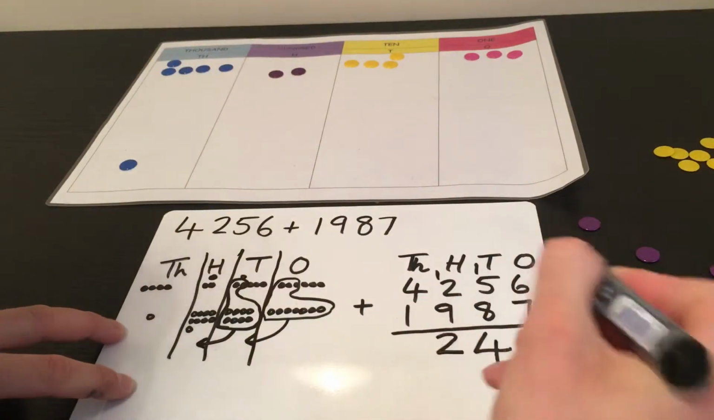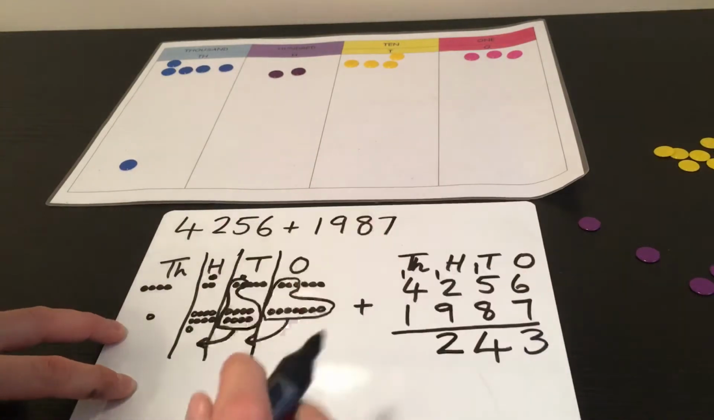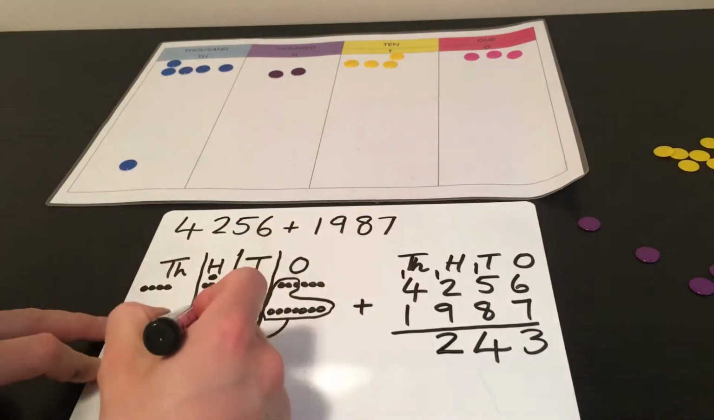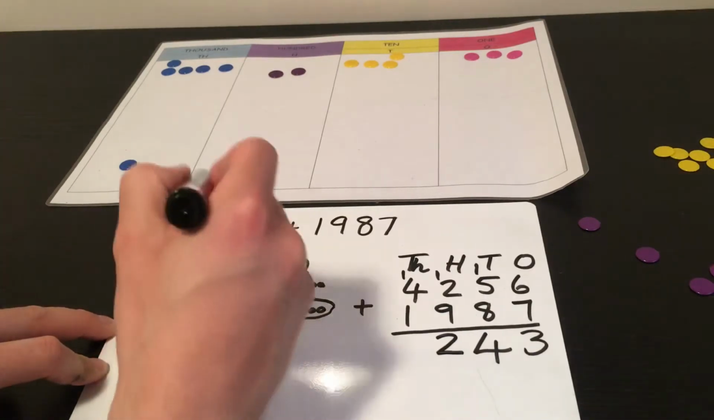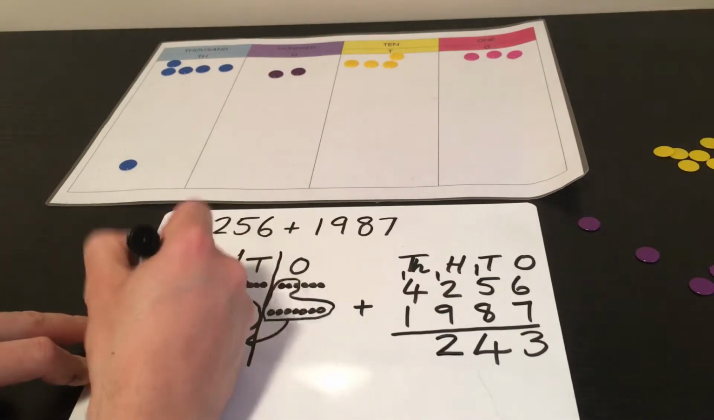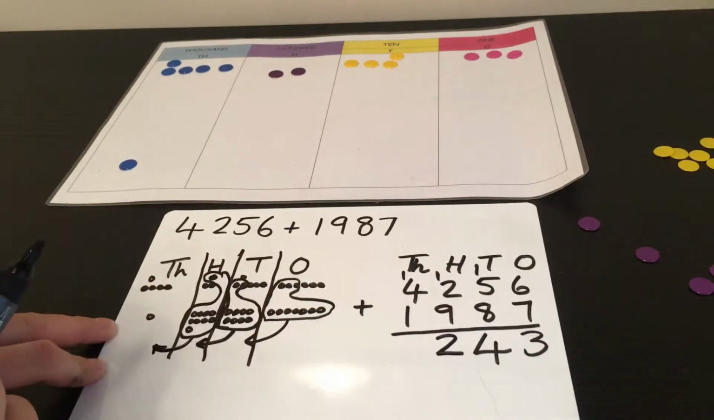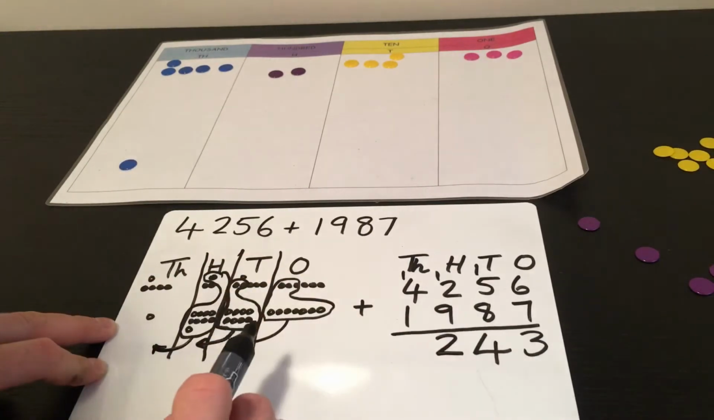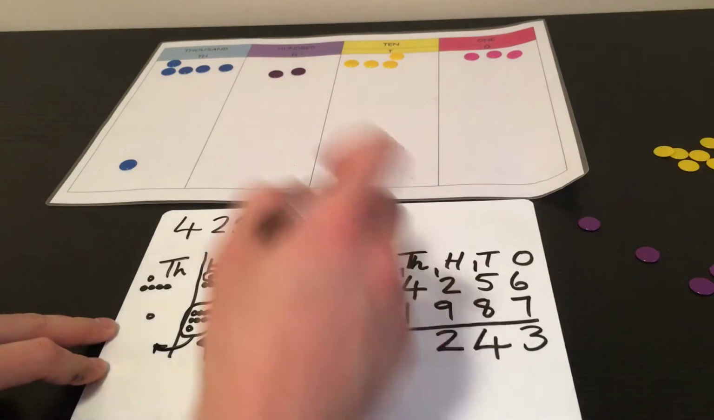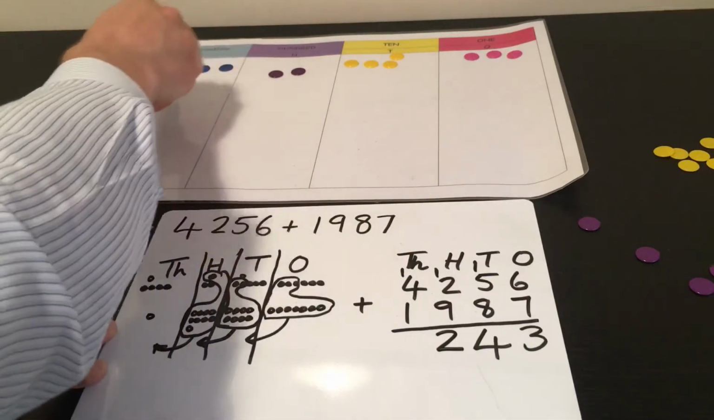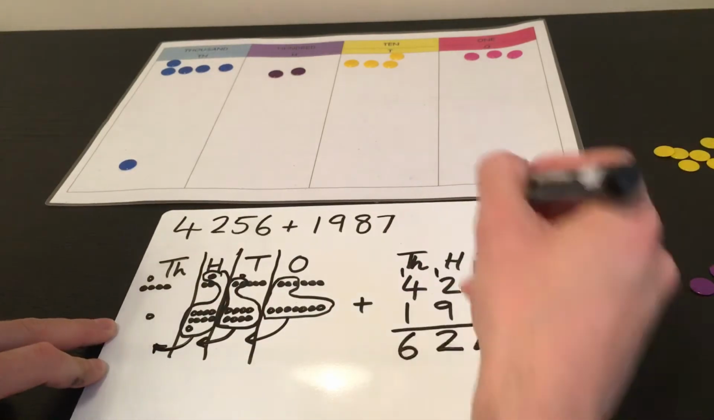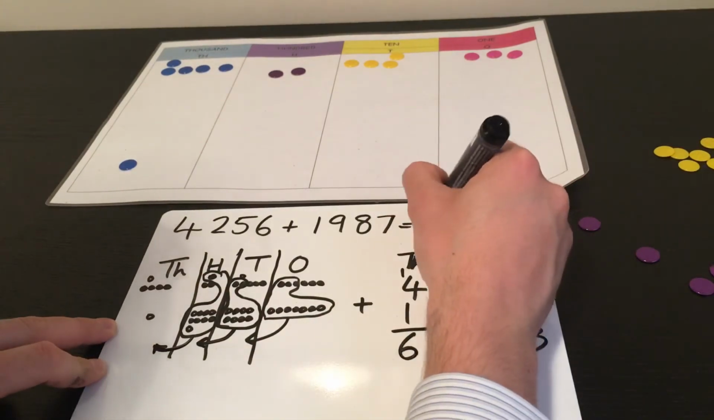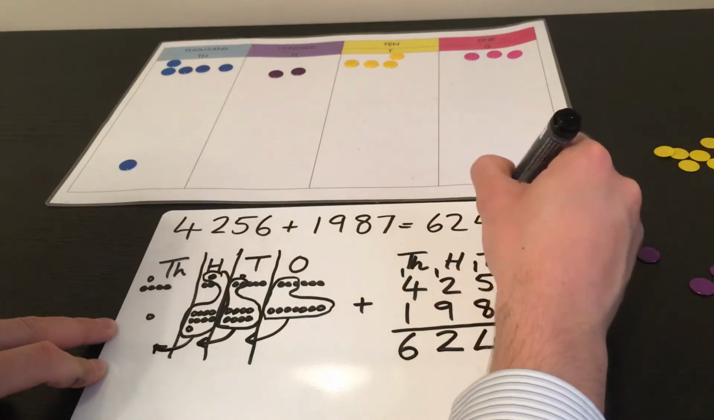So I've got 2 hundreds in this column, and I've just regrouped an extra 1,000 in this column like so. I could show that again with this by grouping the 10 hundreds together to make an extra 1,000, which leaves me with 2 hundreds in this column, which is 2 over here as well. Now finally I've got the 1,000 and the 4,000, add the extra 1,000 makes 6,000. So the answer we're looking for would be 6,243.